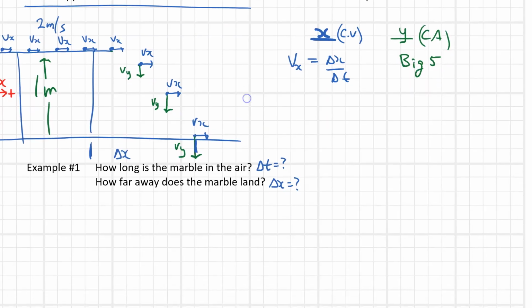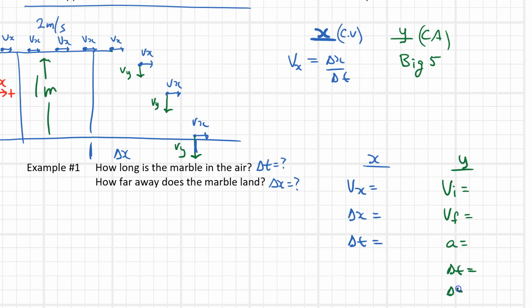So here I have some space here. So in my x, I have Vx equals, delta x equals, and delta t equals, and in my y column I'm going to have all my big 5 stuff. Vi, Vf, a equals, delta t equals, and delta y equals. So let's fill in all the stuff that we know.